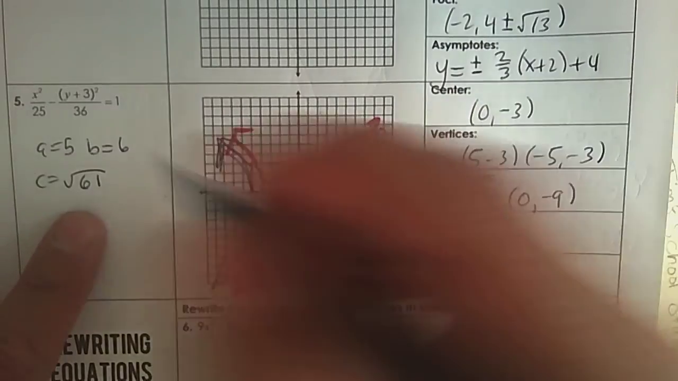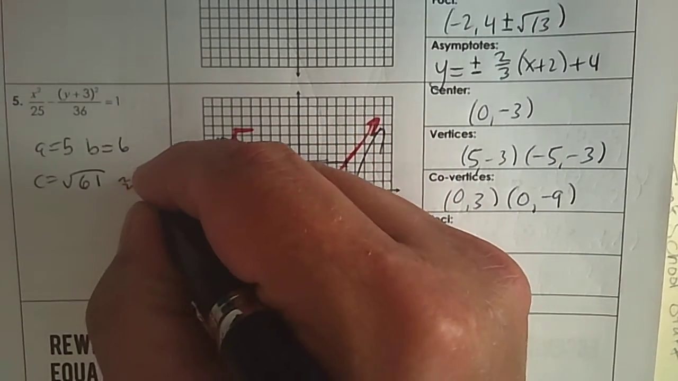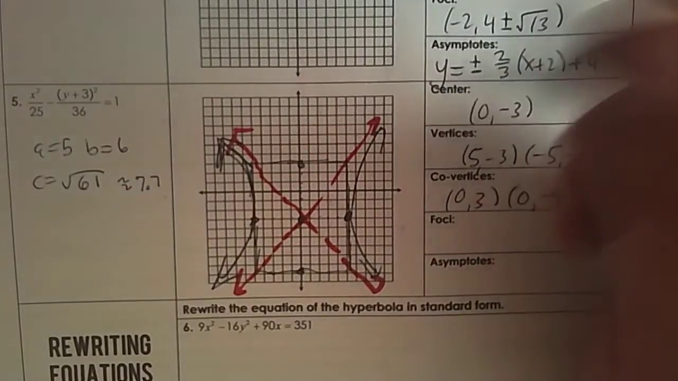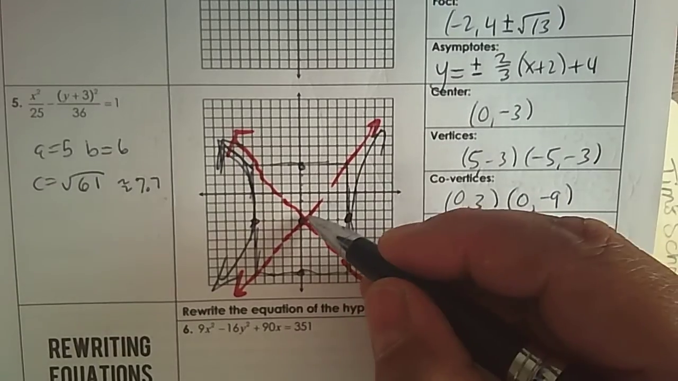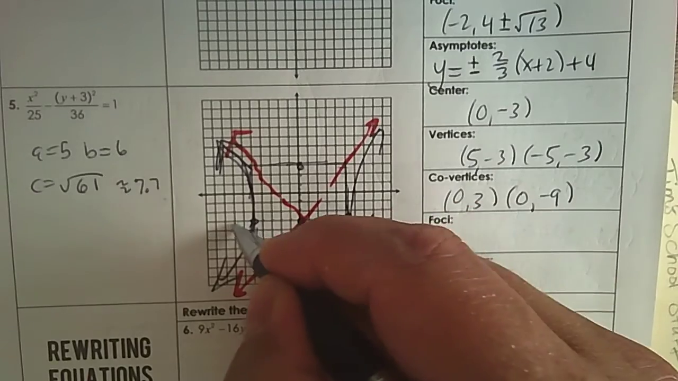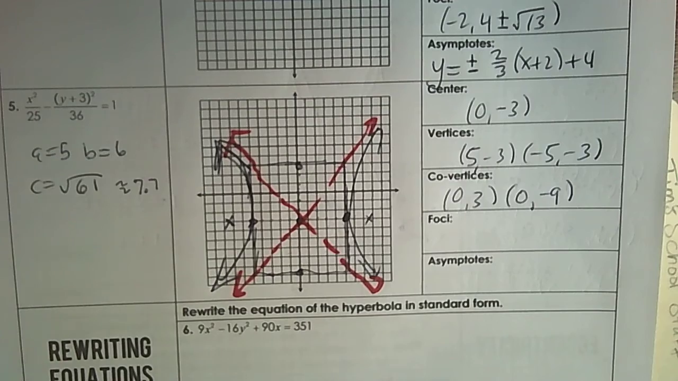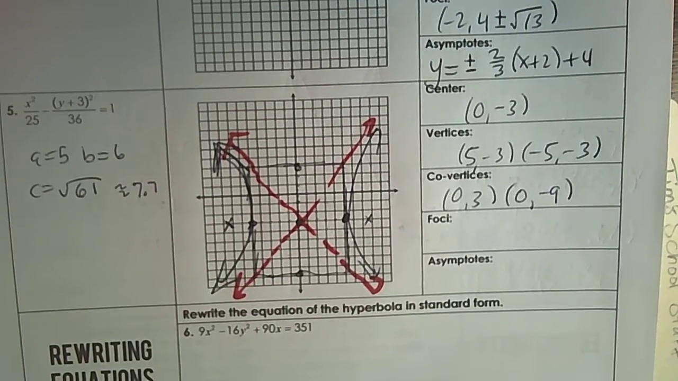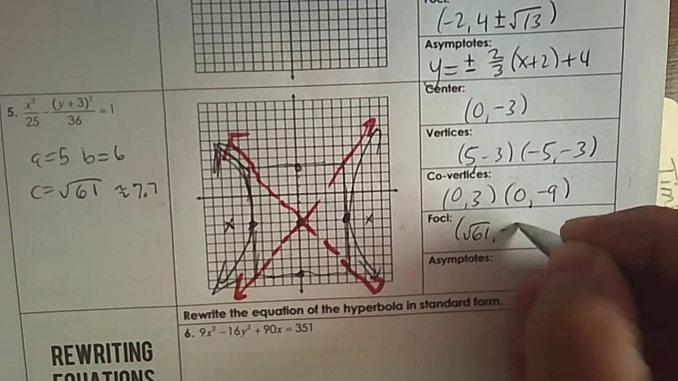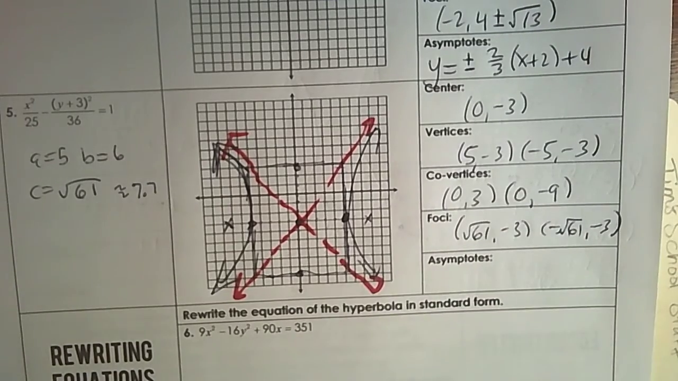So root 61, what is that close between? So 8 squared is 64. So it's getting closer to 64. So it's like 7.7, 7.8, 7 a little bit. So from the center, we're going to count 7. That's 5, 6, 7 a little bit, and then again to the left. So that's 5, 6, 7, a little bit. And then you have two little x's that determine where the foci are. So to the x coordinate, we added root 61 and we subtracted root 61 to the x coordinate.